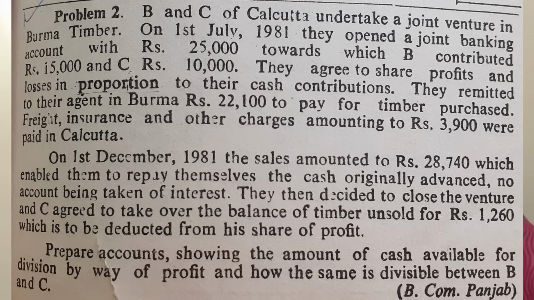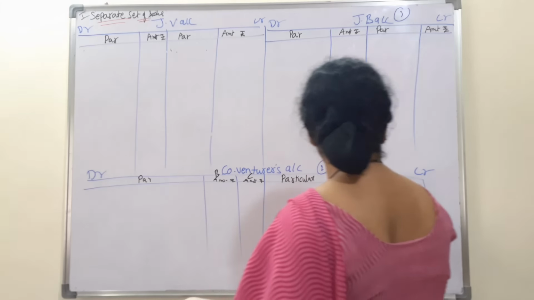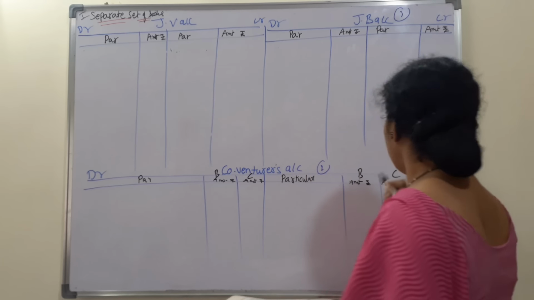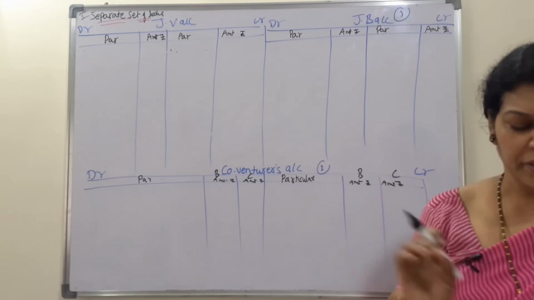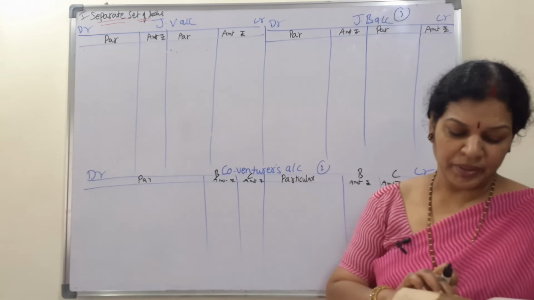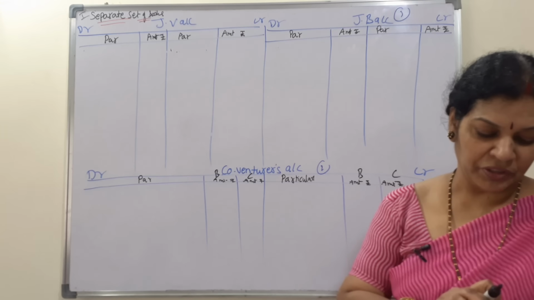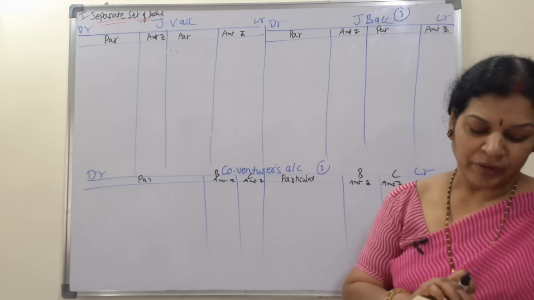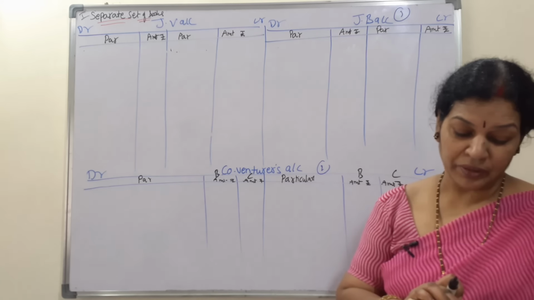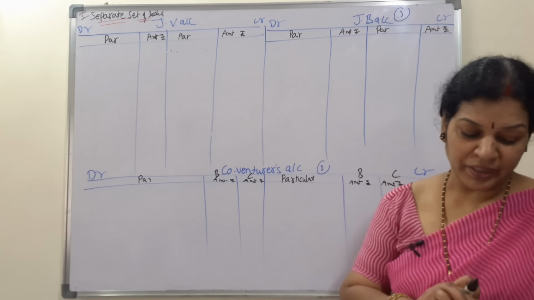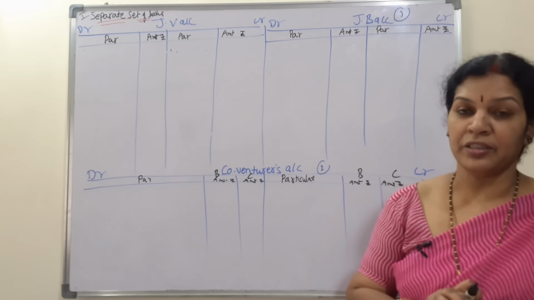Now here we will be opening the joint venture account and the joint bank account. Co-ventures are B and C. First we will start the problem slowly by reading every transaction. B and C of Kolkata undertook a joint venture in Burma Timber. On 1st July 1981, they opened a joint banking account with 25,000, towards which B contributed 15,000 and C 10,000.